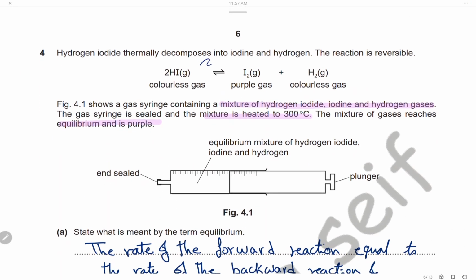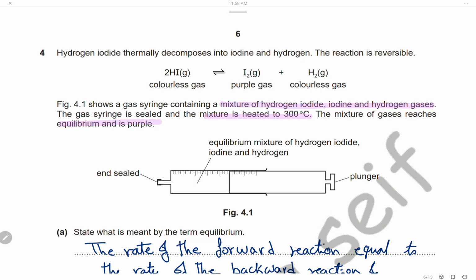Hydrogen iodide thermally decomposes into iodine and hydrogen. The reaction is reversible. As we can see from the equation, hydrogen iodide, which is a colorless gas, thermally decomposes into iodine, a purple gas, and a colorless gas, which is hydrogen. As we can see, the gas syringe contains a mixture of hydrogen iodide, iodine, and hydrogen gas. The 3 gases are present inside the gas syringe. The gas syringe is sealed and is heated to 300. The mixture reaches equilibrium, and the color at equilibrium is purple. So this is the color of the mixture at equilibrium.